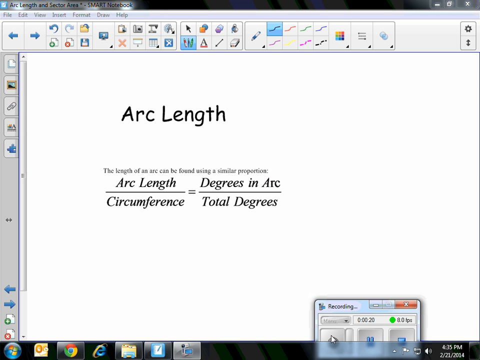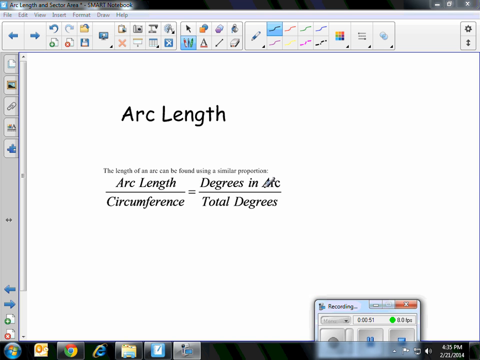Now, as you see here, we have a formula that's very similar to the one that was in our sector area. In fact, it is the same one. The only thing I did now is instead of using area in my denominator in the first ratio, I'm using circumference. Generally, we are going to be solving for arc length, so this is still going to be our variable here, our x or y or whatever variable we choose, and then we'll be cross multiplying the same type of thing here.